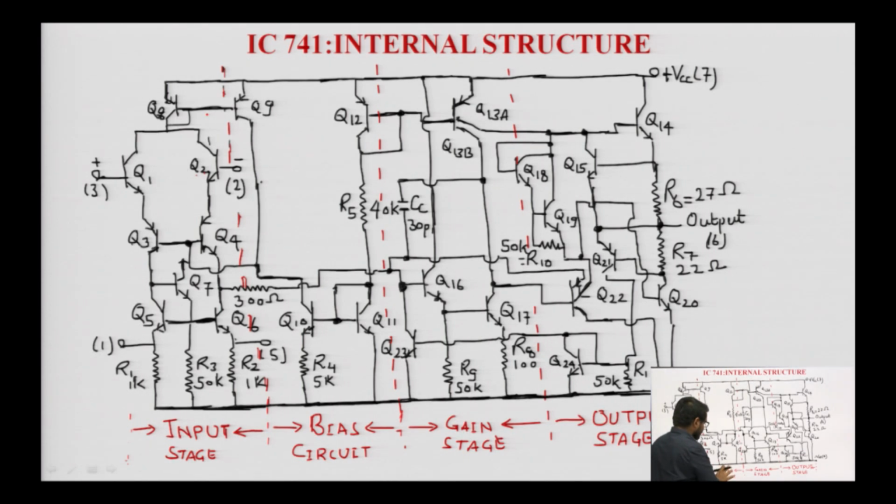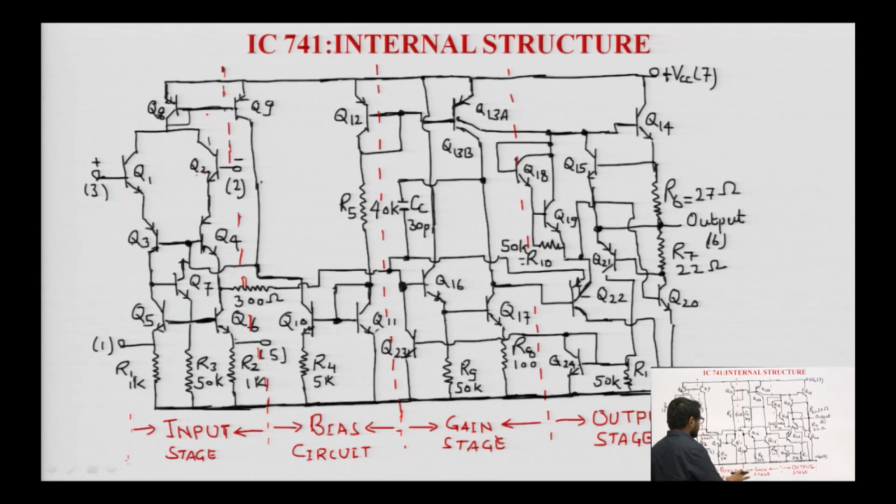The second stage is the bias circuit. The bias circuit is basically a current mirror circuit. Here the transistors Q10 and Q11 form the Widlar current mirror with the resistor R4. The current bias circuit basically provides the biasing to the integrated circuit. It fixes the bias current for the differential amplifier and also for the gain stage.